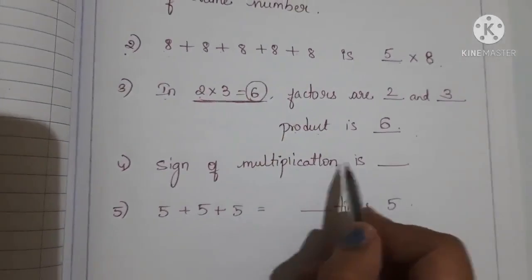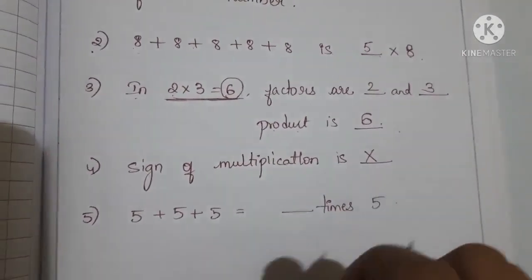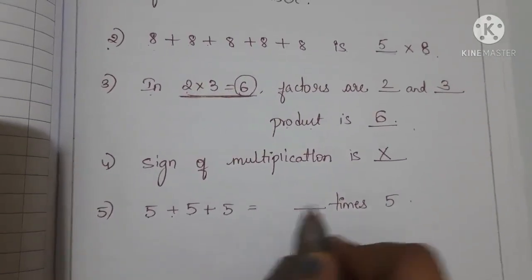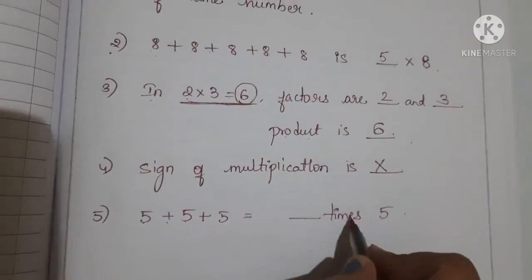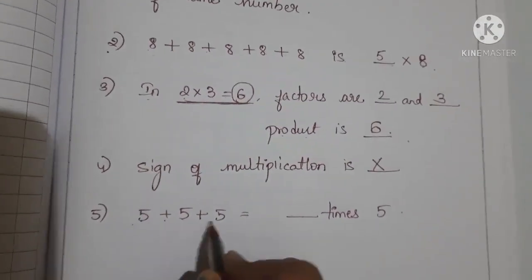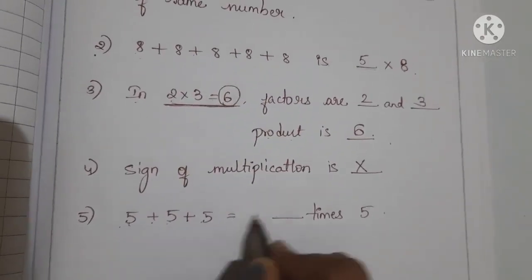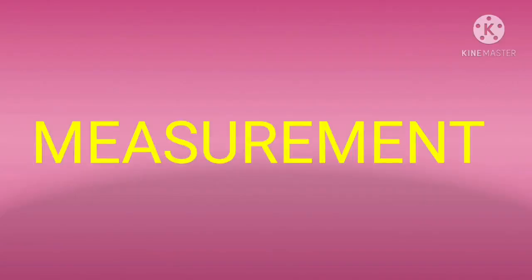Sign of multiplication is, right? 5 plus 5 plus 5 is equal to dash times 5. How many times is this 5 repeating? Let us count. 1, 2, 3. 3 times 5. Now, let us revise chapter 9, measurement.